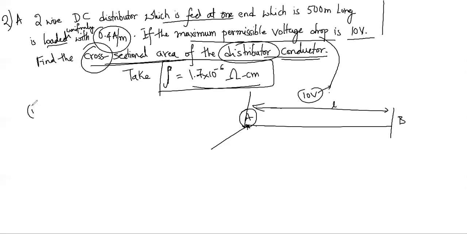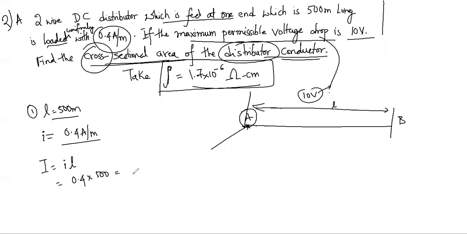So first, let me write down. Length of the distributor is half a kilometer, that is 500 meter. It's a two-wire DC distributor. i is 0.4 ampere per meter. So how do you calculate I? It is i into L, that is 0.4 into 500, which is 200 amperes. So capital I is 200 amperes.